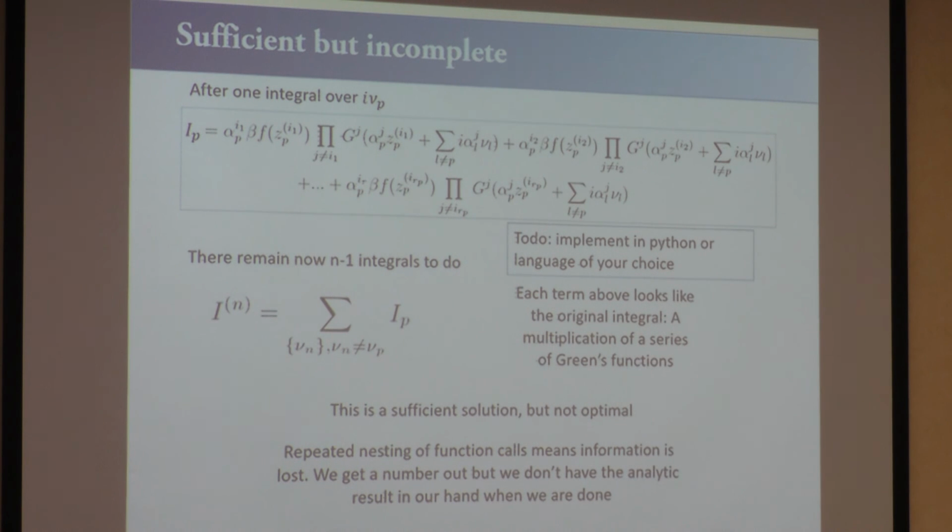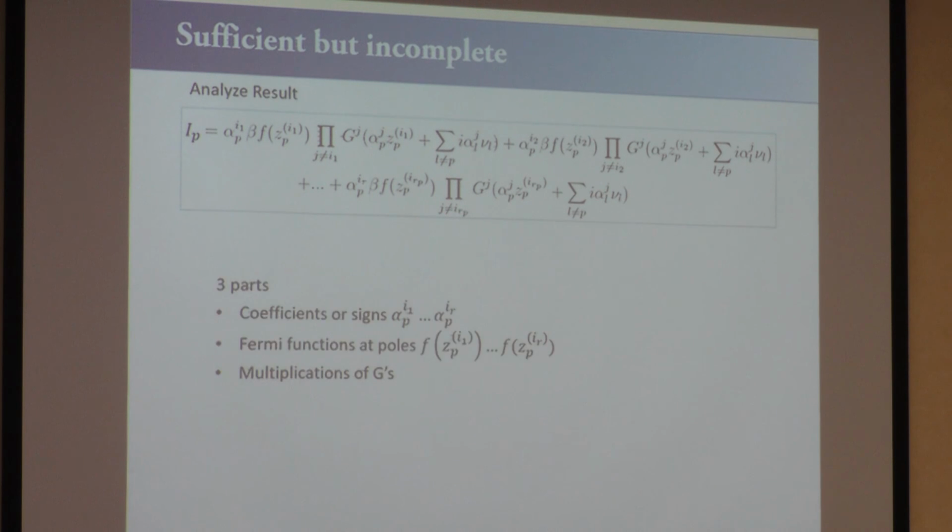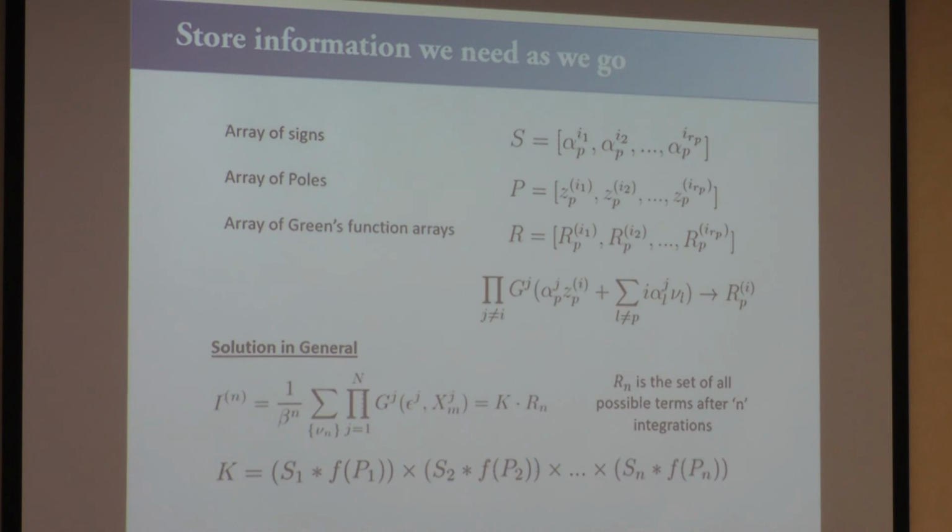However, it is sufficient to just repeatedly nest these arguments, or repeatedly nest function calls. But unless you're clever about how you write that, you might actually lose information. So there's actually a little bit of a more elegant way to go about this. The point is that if we have these three parts that we need, the signs that sit in front that are 0, -1, or 1, and we have the set of poles, and we have the sets of Green's functions, then if we just store all of those objects, we can reconstruct the answer at the end. Okay? So we can just store those as some set of objects.